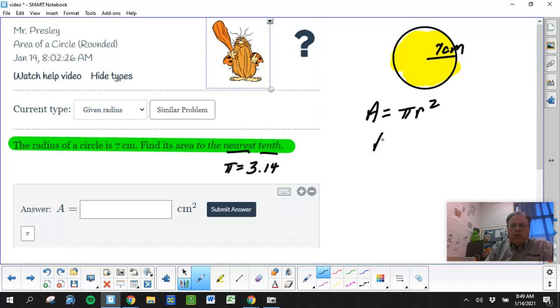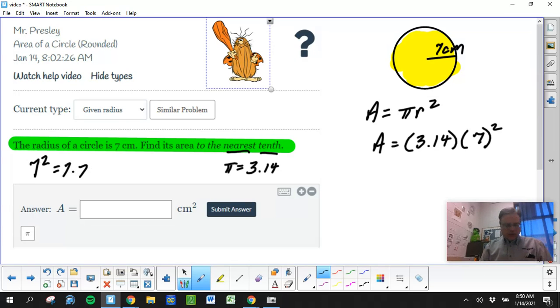Okay, so I'm going to substitute two numbers. I'm going to put in pi 3.14, and then I'm going to put in my radius 7, but don't forget squared. Now I'm not going to write centimeters in there. I'll wait till the problem's done to think about the unit. Remember, this is not 2 times 7. This is 7 to the second power. Remember, 7 to the second power means 7 times 7.